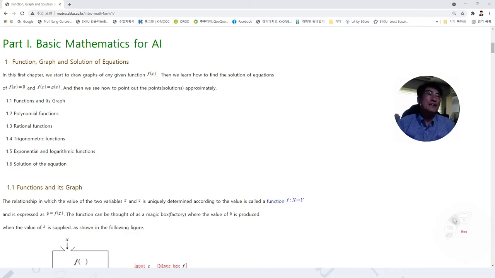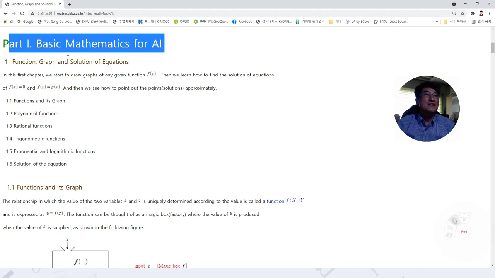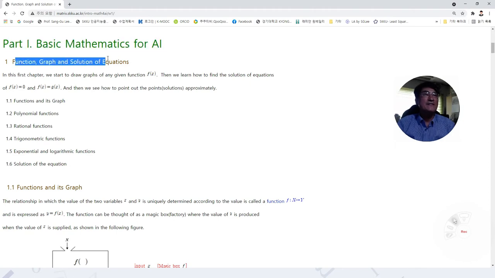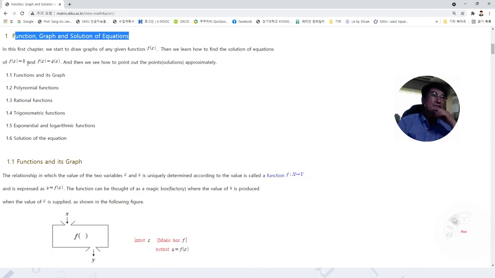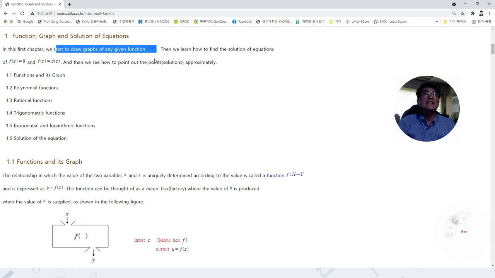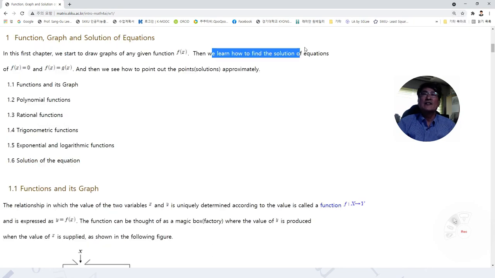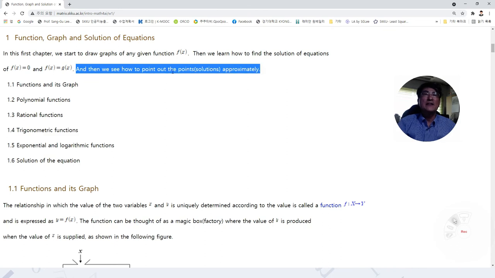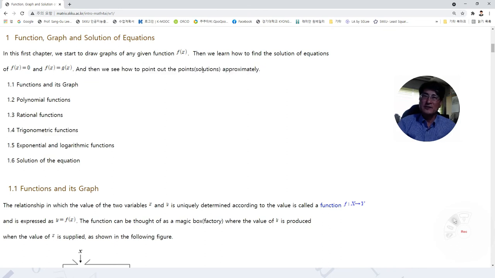Now, we start part one, basic mathematics for AI: function, the graph and solutions of equations. In this first chapter, we start to draw the graph of any given function f of x. Then we learn how to find the solution of equations f of x is equal to 0 or f of x is equal to g of x. Then we see how to point out the point which is a solution approximately. So we start with the graph of a function.